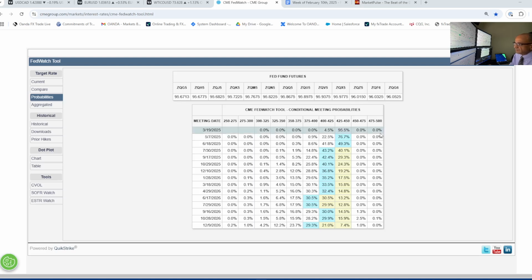Looking at the CME FedWatch tool, again the same meeting, March 19th, 2025, almost the entire market is anticipating rates to remain unchanged. And as we look closer to the end of 2025, we can see that the majority of market participants still look at somewhere between 1 to 2 interest rate cuts by 25 basis points each before the end of the year.